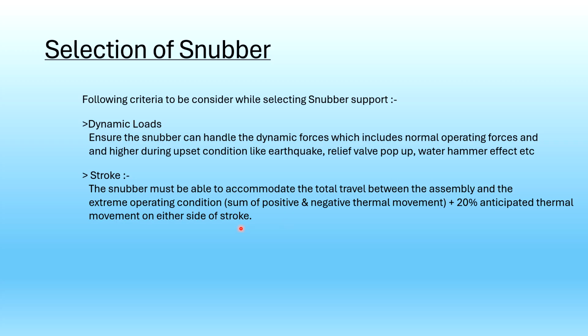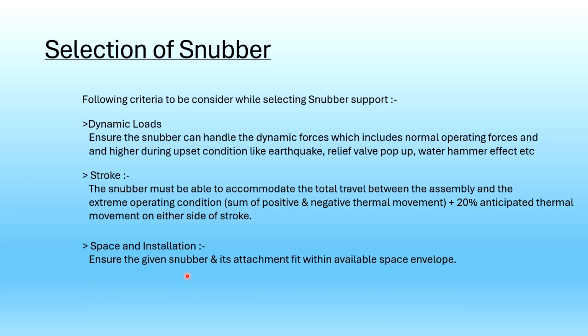Here the movement of the pistons considers positive and negative both, that is the negative temperature as well as the positive temperature has to be considered in this calculation of displacement. Other than this, we have to consider the 20% anticipated thermal movement on either side of the strokes. Now comes the space and solutions, similar to the first point we have seen. Ensure the given snubber and its attachment fit within the available space envelope.